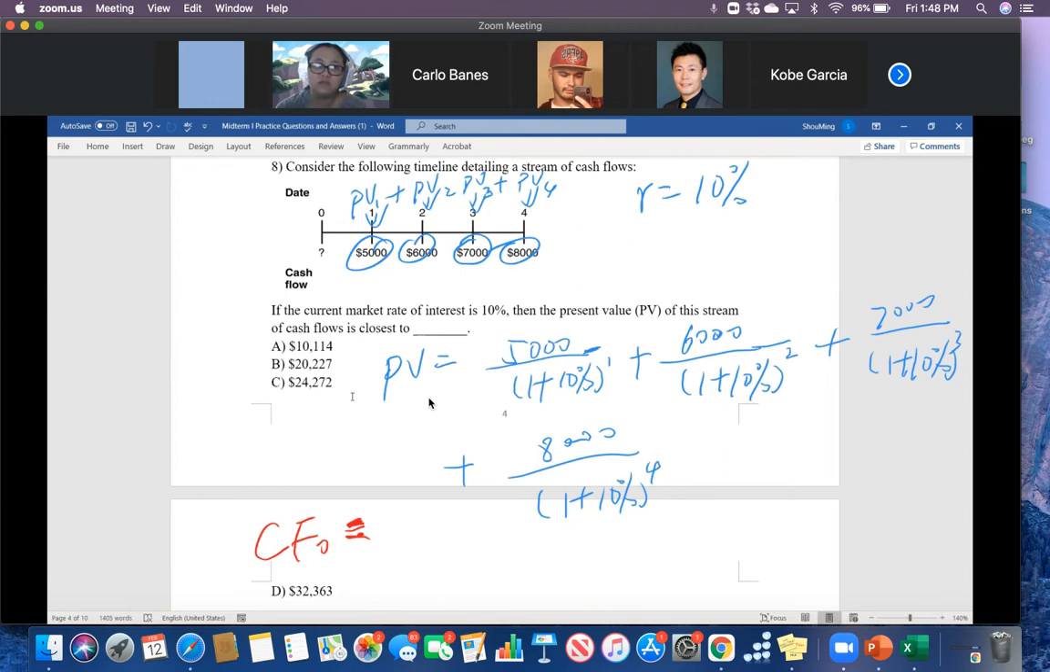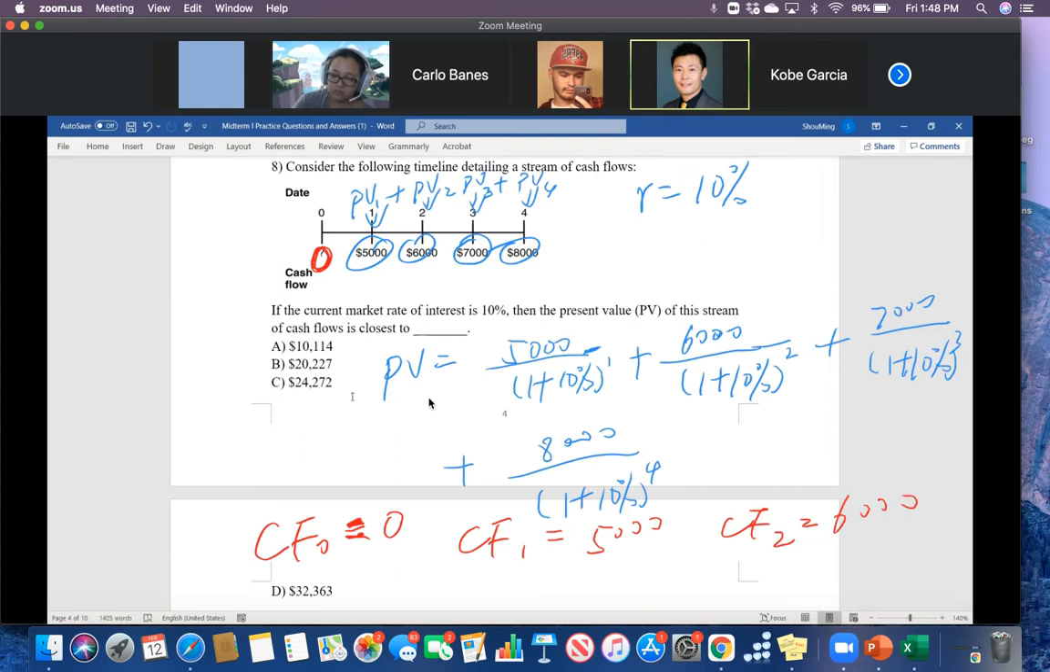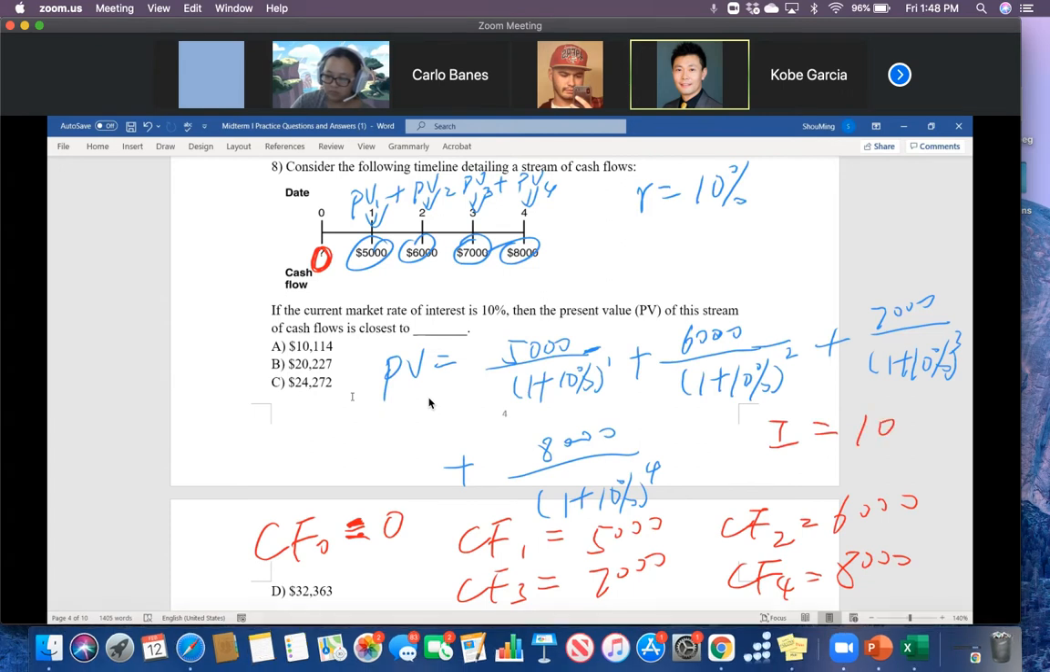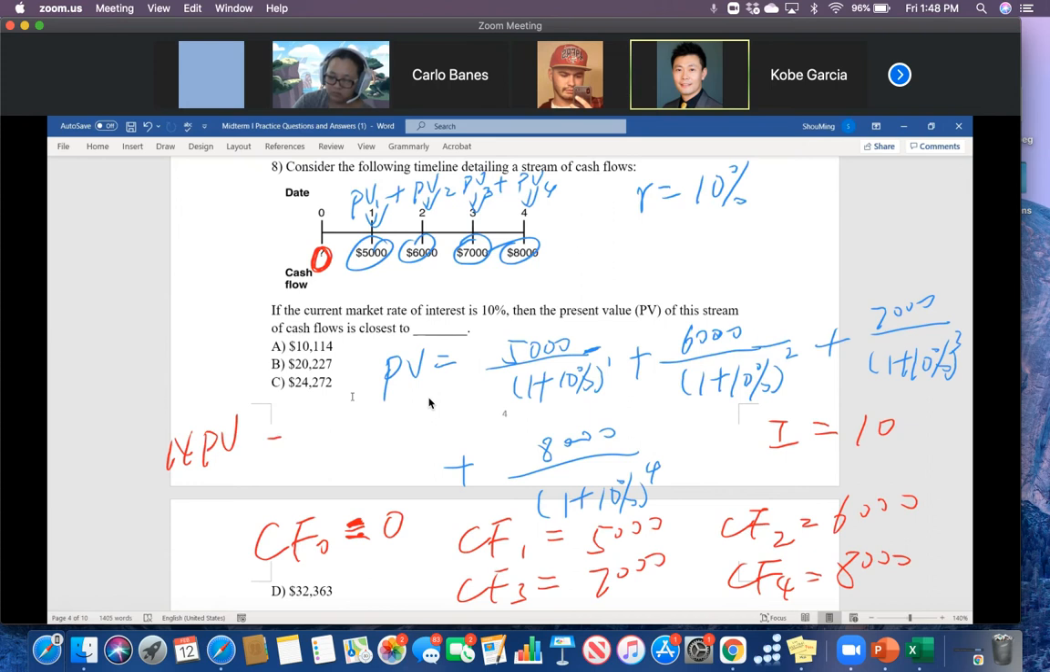What is my CF0? It's 0. Exactly. You can simply put a 0 here, right? And our second cash flow? 5,000, exactly. Then the third cash flow is 6,000, right? The next cash flow is 7,000, and the last cash flow is 8,000. Given the interest rate equals 10%, then you can easily calculate the NPV. Question 8 should be B.